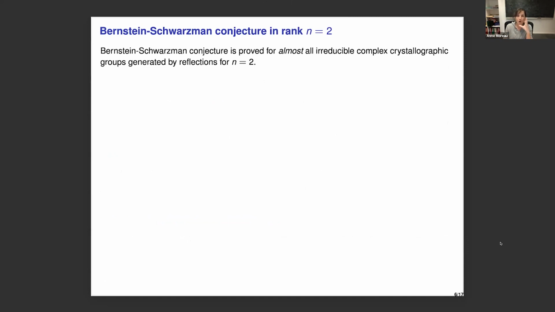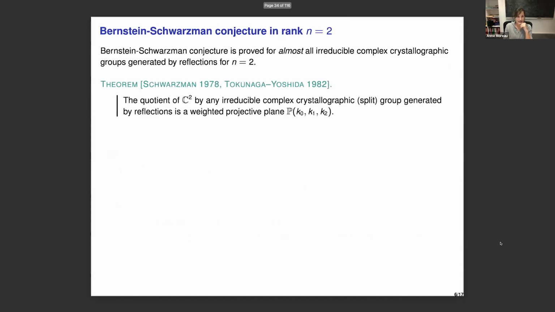So the conjecture is proved for almost all irreducible complex crystallographic groups generated by reflection. So more precisely, we have the following results by Schwarzman and Tokunaga-Yoshida, in 78 and 1982, which claim that the quotient of C2 by any irreducible complex crystallographic group generated by reflection is a weighted projective plane. And here, in fact, they consider only split groups. So it means that the group is a semi-direct product of the subgroup of translations and the linear part of the group, which is finite.